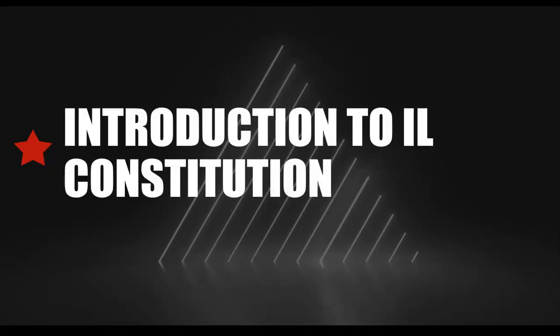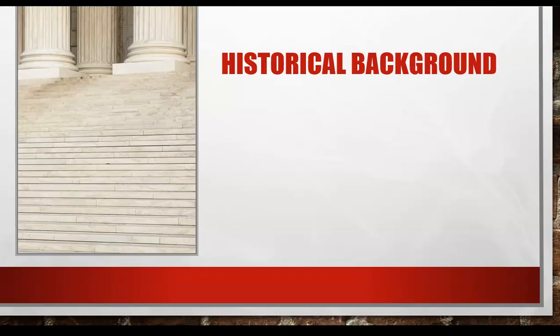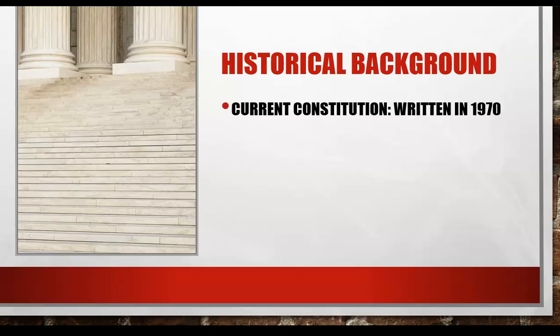So first, let's introduce the Illinois Constitution. A little historical background about our current Constitution. It was written all the way back in 1970. So 70, 80, 90, 2000, 2010. This thing is more than 50 years old, and we are still using it because nobody's called for a change to it. Previously, we have had 3 others.